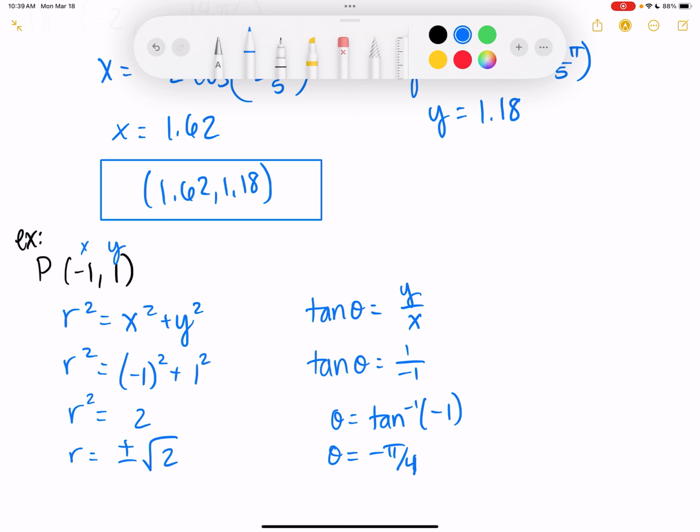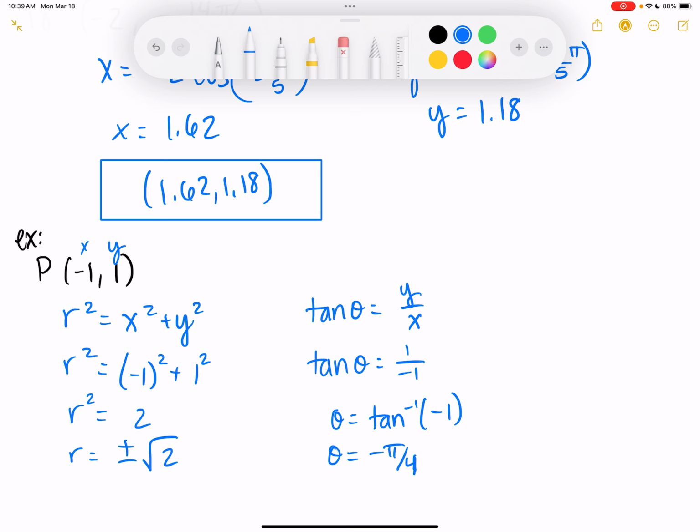Okay, now I need a couple different things. If I want to get more possible angles, let me say this, where else is tangent negative 1? Like, what other theta value? 3 pi over 4. So what did I have to do to get from negative pi over 4 to 3 pi over 4?